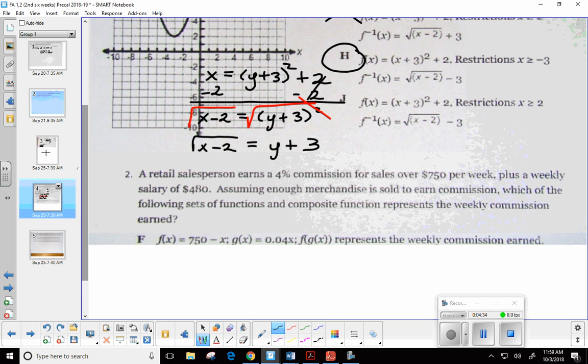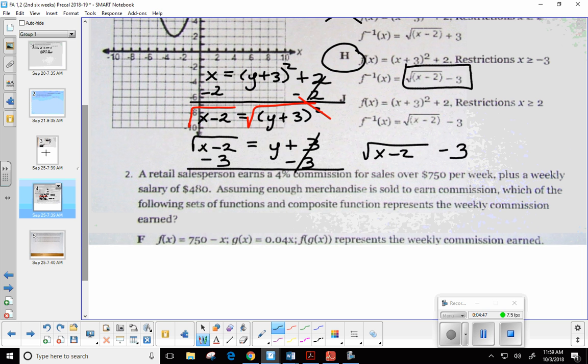And then I heard someone say subtract 3 from both sides. So it looks like we have the square root of x minus 2, minus 3, and that is the inverse they're showing in the answer we chose. And of course, our last step, because this was a function, we can go ahead and replace the y with f inverse.